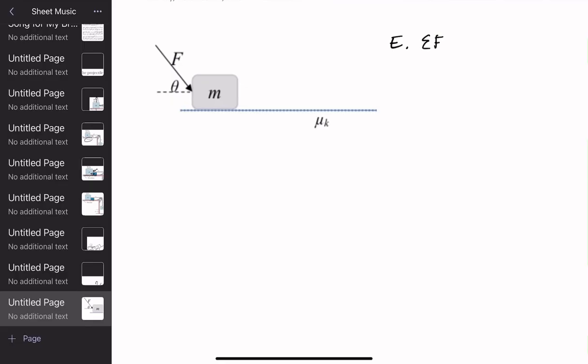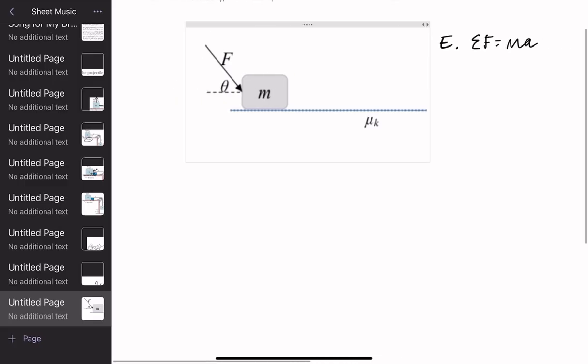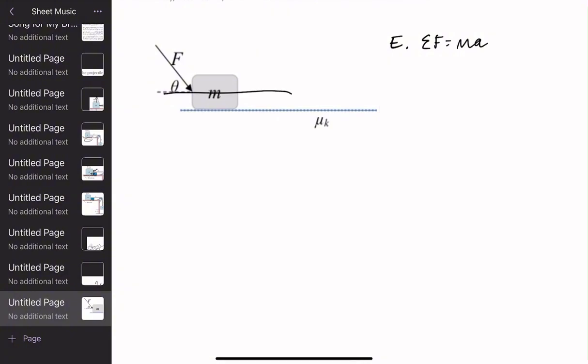We know that net force equals ma, and since it's not moving up or down this y-axis, we know it's going to be moving along this x-axis. So let's just take the net force in the x direction equals the mass times acceleration in the x direction. And the reason we can replace a with ax is because there's no ay, so a and ax are just the same.